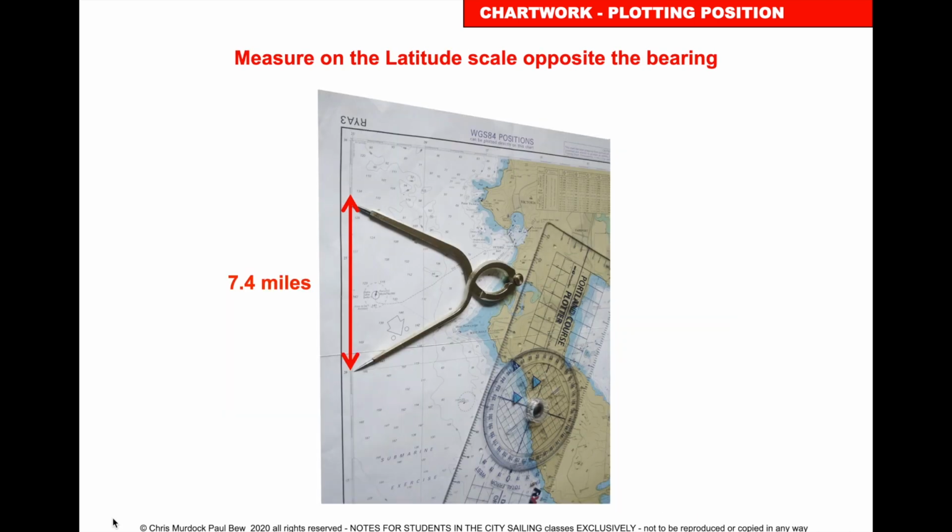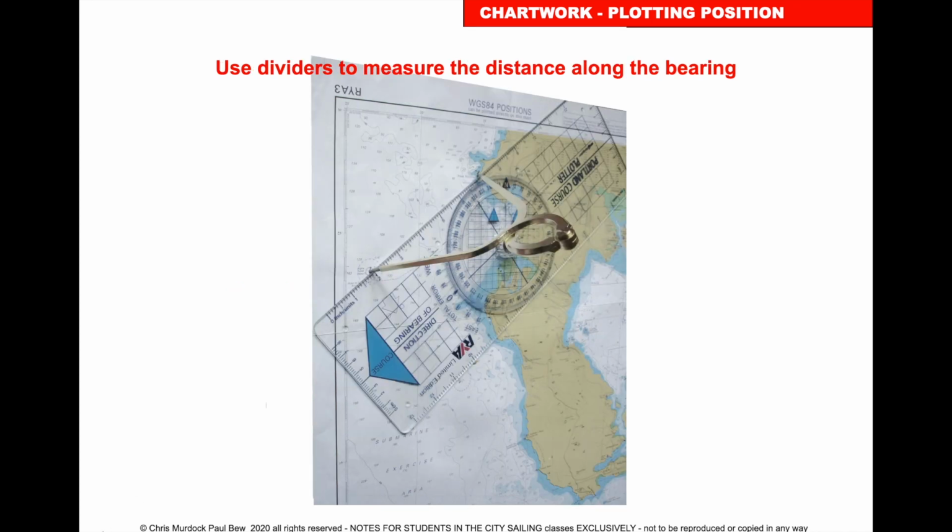Then we need to measure 7.4 miles. We always measure from the side of the chart. So measuring 7.5 miles at the edge, count 7 and then 0.4 at the end. And then take it with your plotter to the lighthouse, measure 7.4, and that'll be our position. You can either leave the plotter on there or you can draw the line and measure from the line.